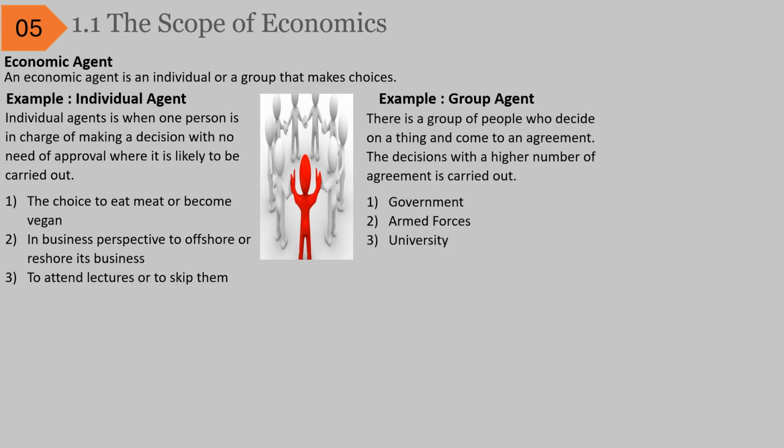Group agents are a group of people, obviously, that come to an agreement and carry out decisions with the highest number of agreement. The best examples would be government, armed forces, and university.